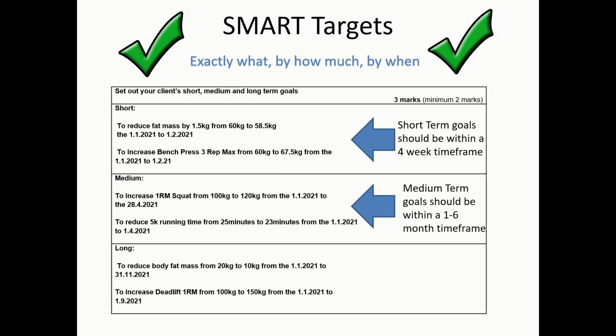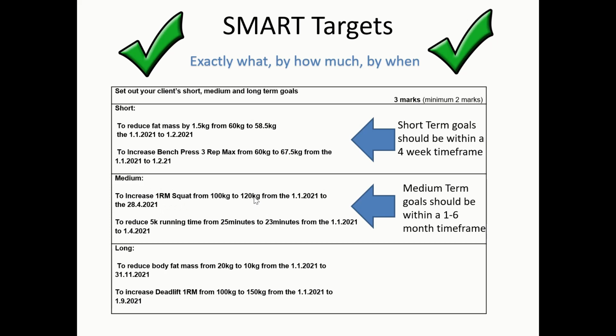Now, again, when it comes to your LAP, medium-term targets should be within a 1 to 6 month time frame. So if we look at the example that we've given here, we've said to increase 1 rep max squat from 100 to 120 kilos. So that's a rise in 20 kilos in squat. Now, again, we've been specific because we said that we want to get stronger, specifically lower body strength of the squat. So again, this is measurable. It says exactly what. We've said by how much, because we've said here that 100 kilo, which is the current 1 rep max, up to 120.